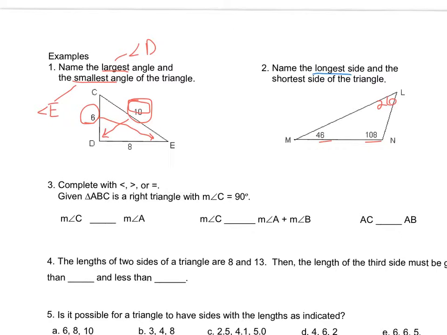Before we wanted angles. Now we're looking at sides. So we want the longest side and the shortest side. The longest side is going to be opposite the largest angle. So since angle N is the largest angle, we know segment ML is the longest side. Our shortest side is going to be opposite of 26, MN.